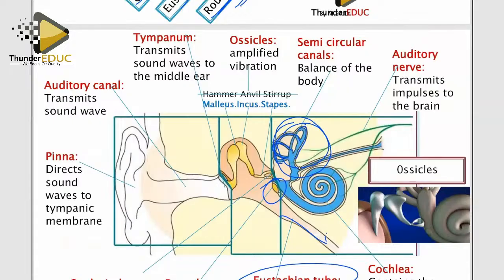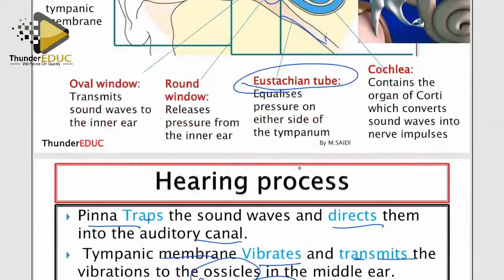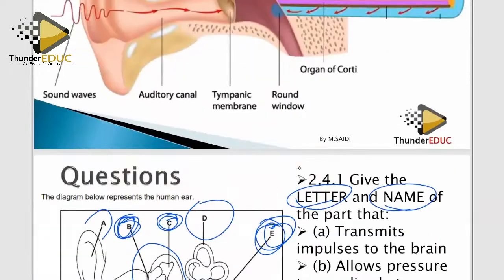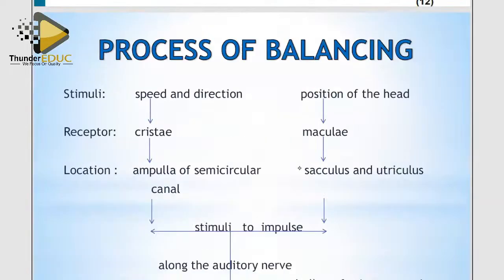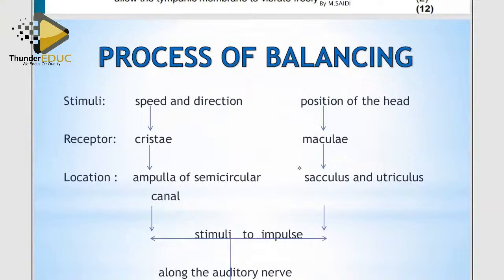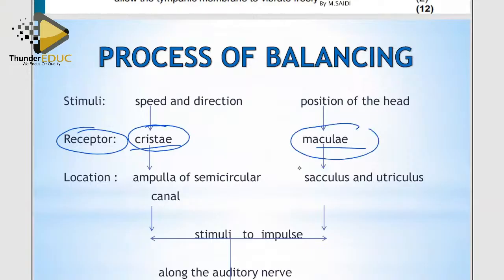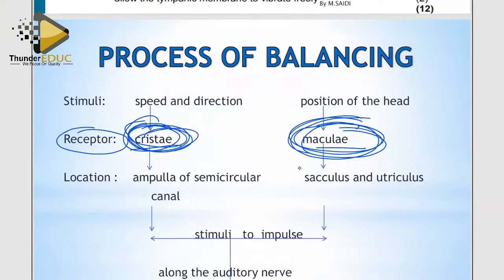We have two receptors. The first receptor, which we call the cristae, and then the second receptor is called maculae. We're going to ask you this. The first receptor is called cristae. The second receptor is called maculae. Cristae, maculae. So you have to sing that so that it's able to stick in your head.